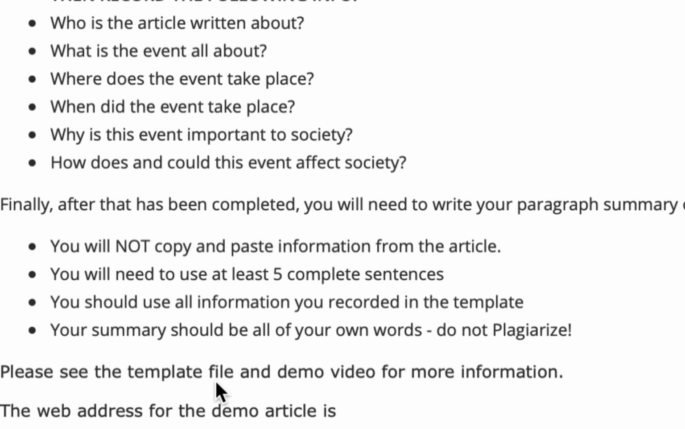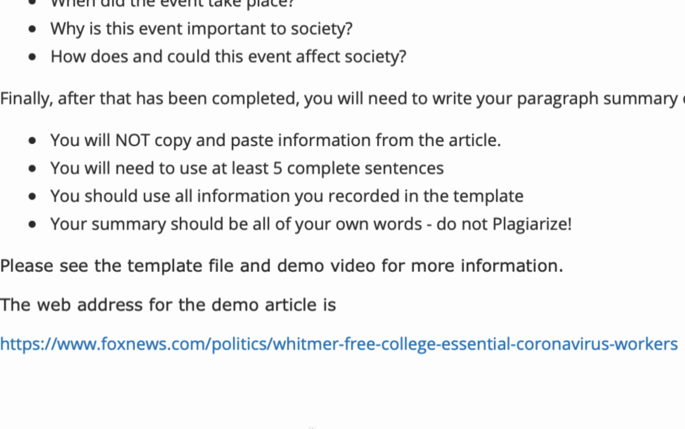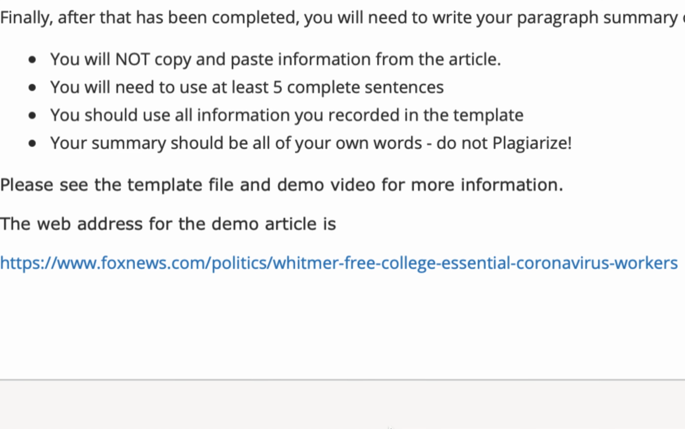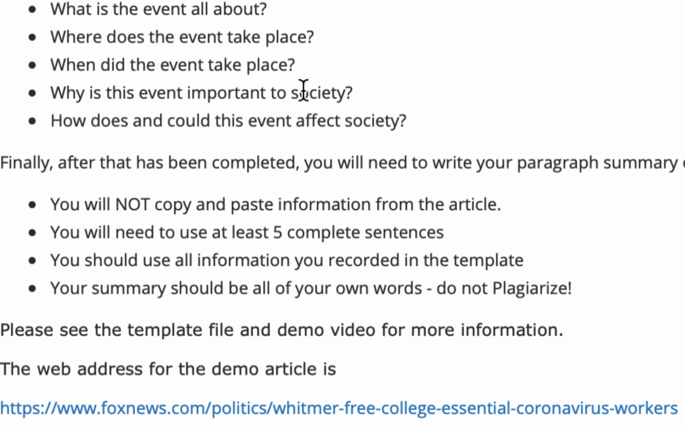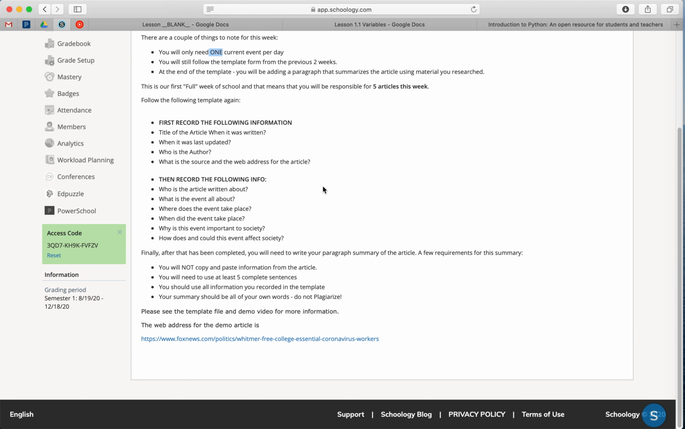I have a template file and a demo video that we're going to go through here in just a second. The demo article I used was from Fox News, and it was about Governor Whitmer giving free college to essential coronavirus workers. So I included the article there. And let me zoom back out again. That's the agenda. So you're going to go through the agenda, kind of read this.